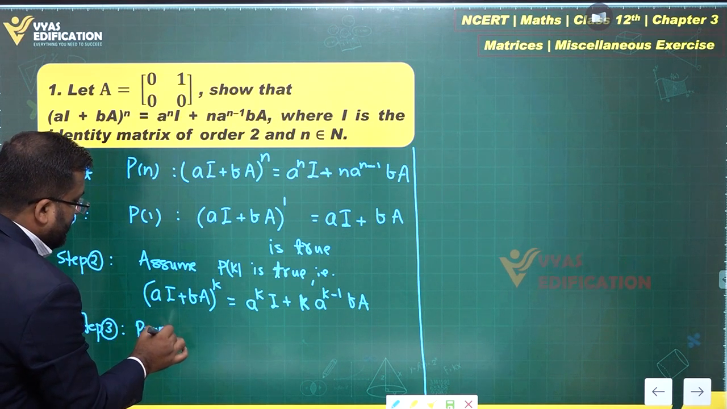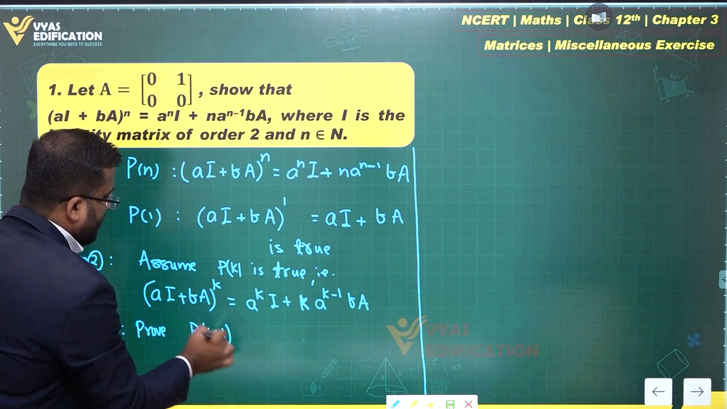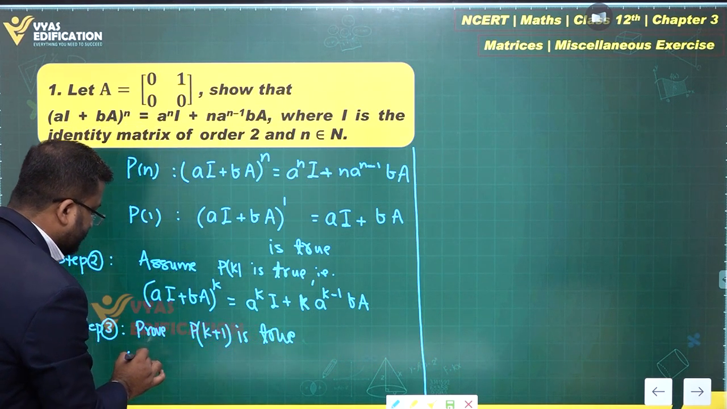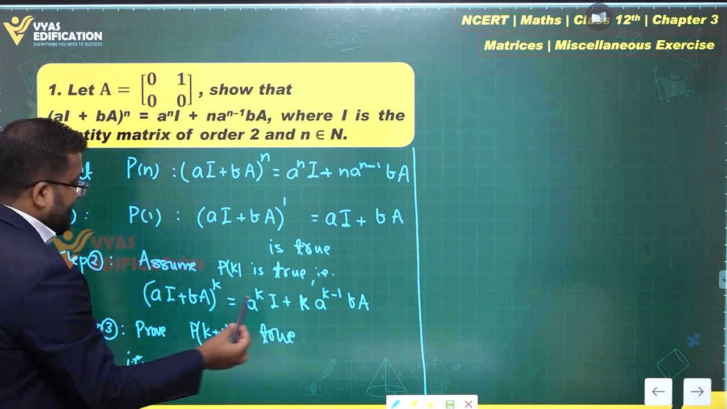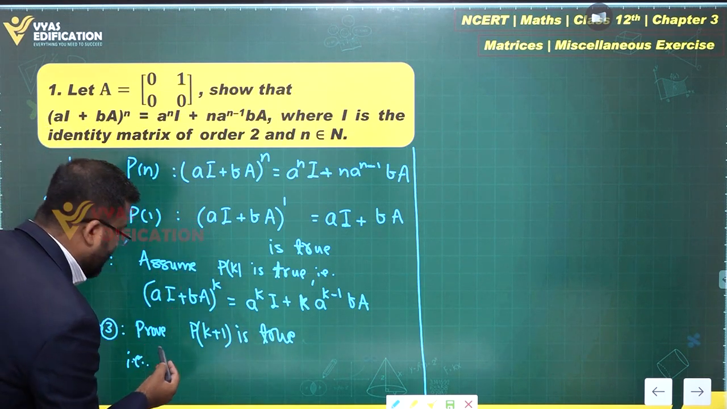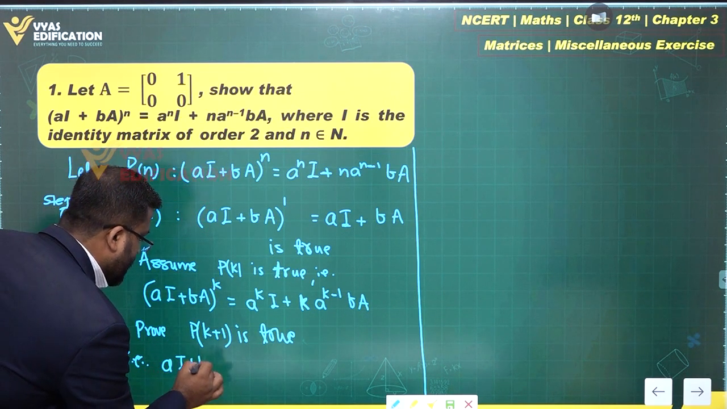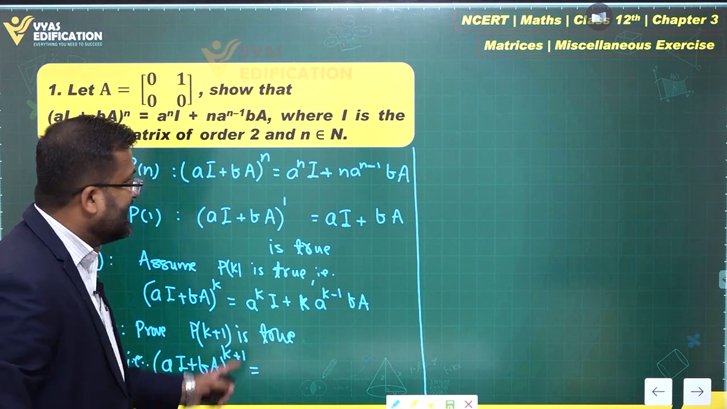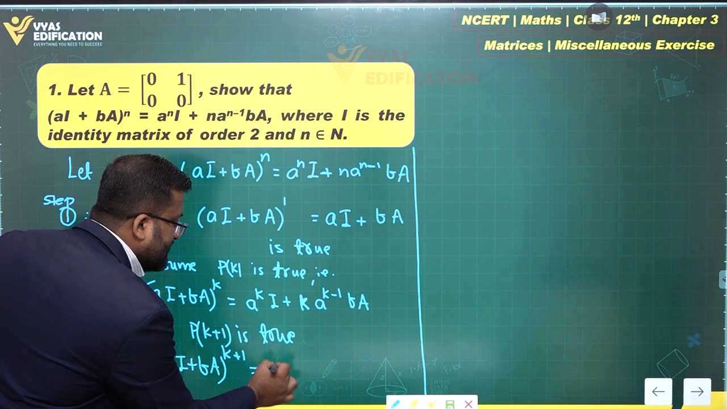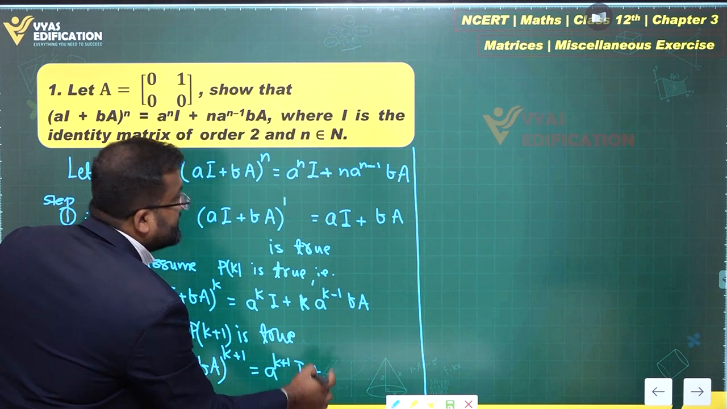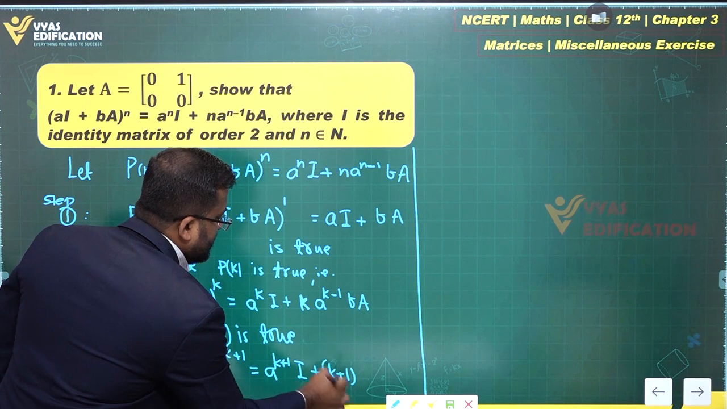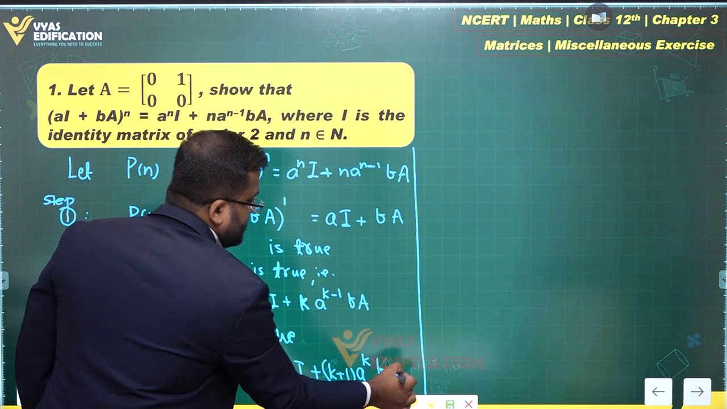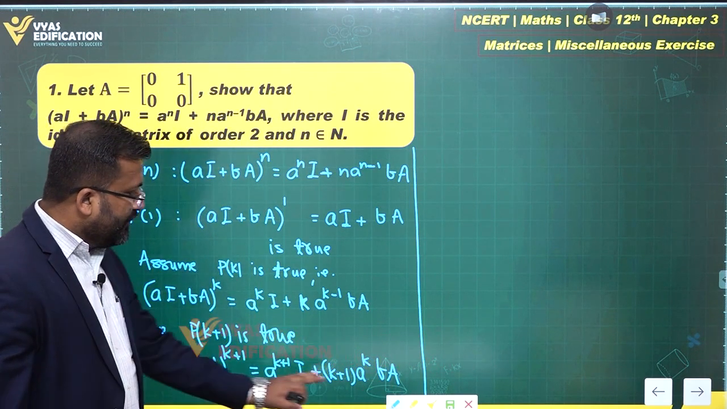Prove Pk+1 is true. That is, what does that imply? Instead of n, we have k+1. So, let's replace it. (Ai + Ba)^(k+1) should be equal to, we are supposed to prove this, a^(k+1) i + (k+1) a^k ba, since k+1 minus 1 is k. This is what we have. We are supposed to prove this statement.